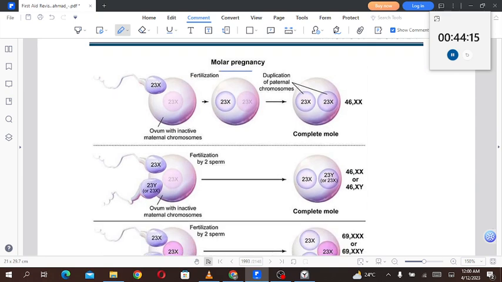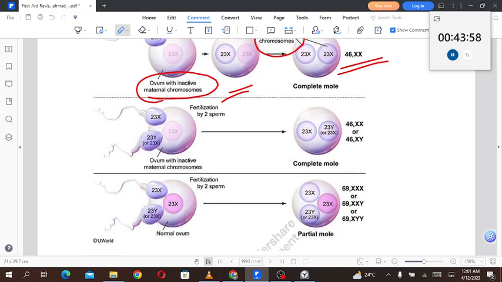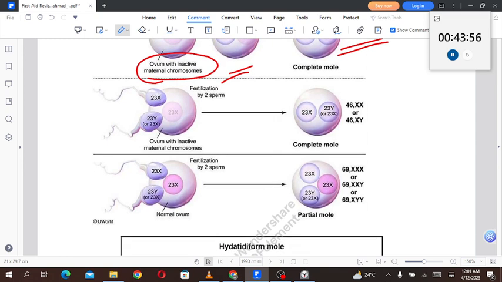So molar pregnancy: suppose an ovum with inactive maternal chromosome, either there is no nucleus or there is inactivation of the maternal chromosome. What happens? The sperm will enter the ovum and then duplicate itself, duplication of the paternal chromosome, and there will be 46XX, that is the complete mole.